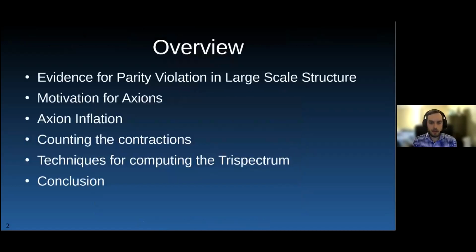So a quick outline of my talk today. First we'll cover the evidence for parity violation in the large-scale structure. Then we'll talk about the motivation for axions. We'll introduce axion inflation, talk about how to count the different contractions in the trispectrum, followed by techniques for actually computing the trispectrum, and then we will conclude.